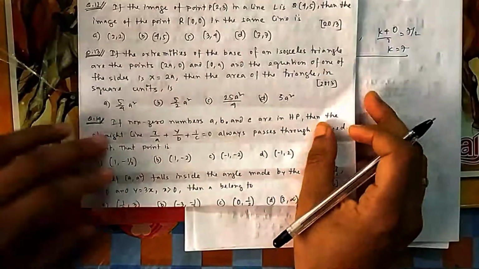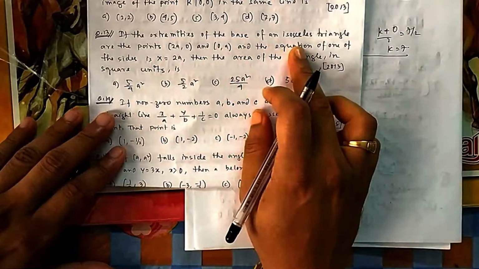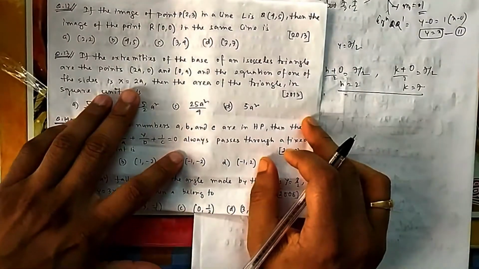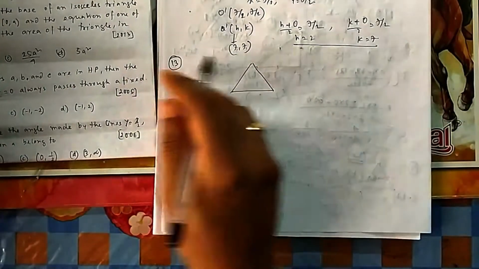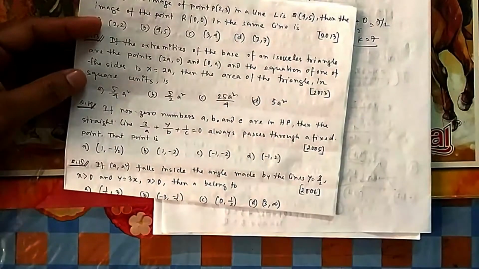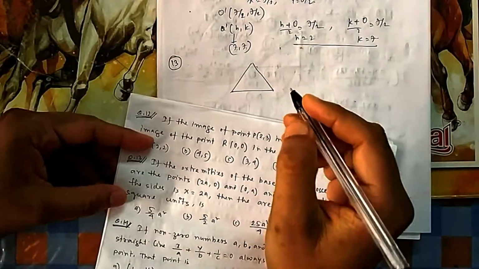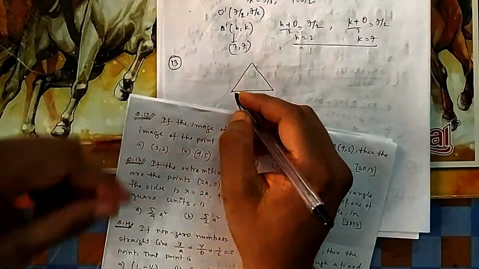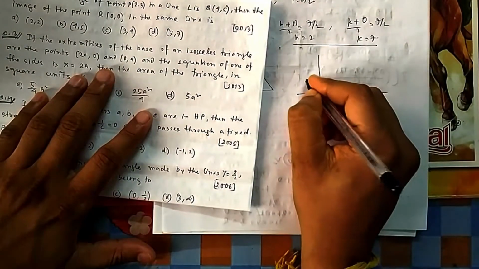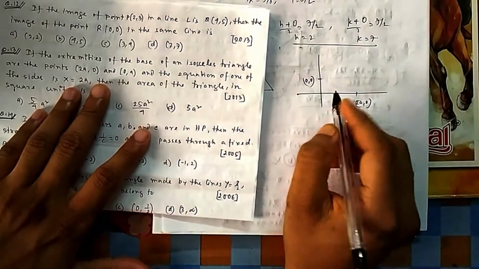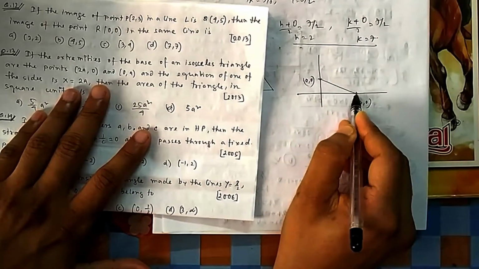Now if you come to 13, if the extremes of the base of an isosceles triangle are the points this, then the equation of one side is this, then the area of the triangle. Suppose you have an isosceles triangle. The extremes of the base of the isosceles triangle are (2a, 0) and (0, a). So it will be better if I go this way. So it is (2a, 0) and (0, a). So this is the base of an isosceles triangle.